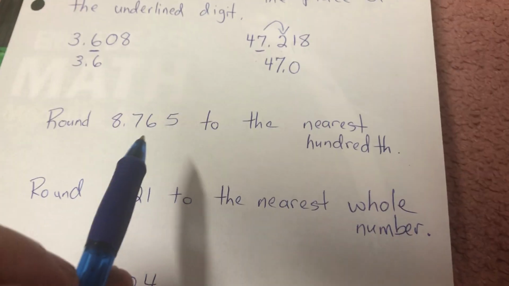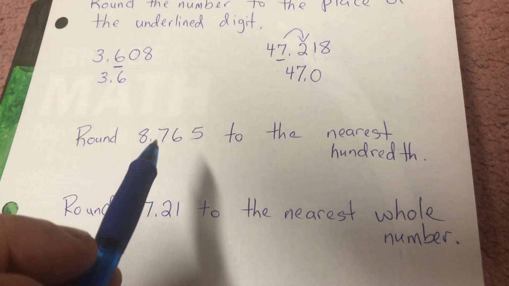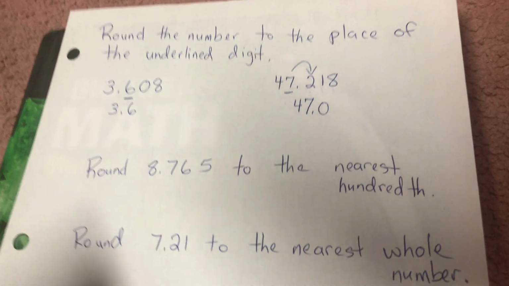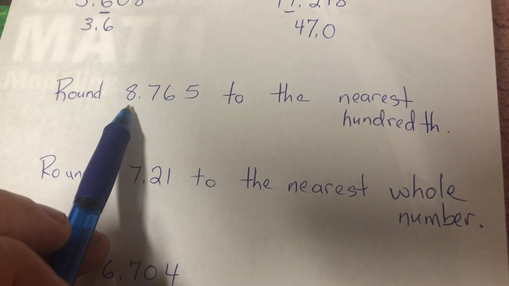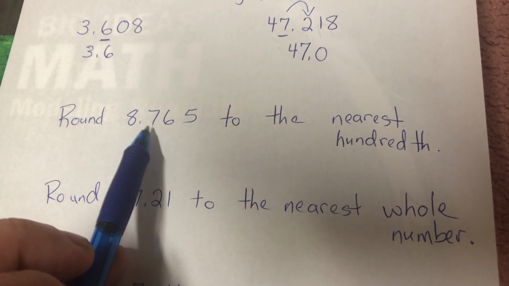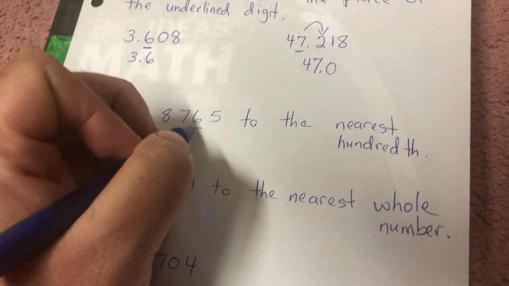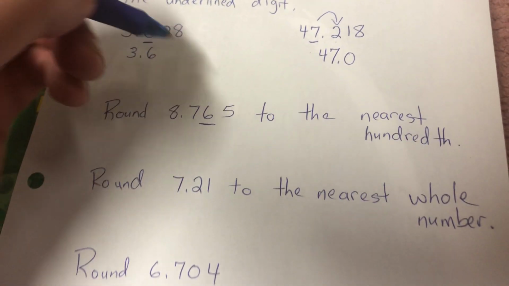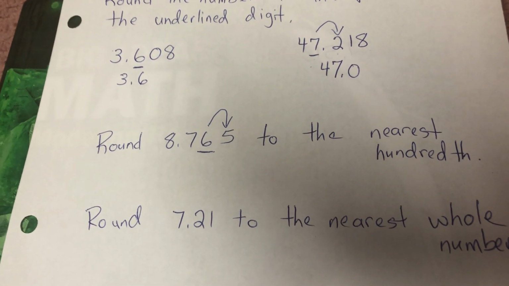Round 8 and 765 thousandths to the nearest hundredth. Well, the first thing I want to do is figure out what number is in the hundredths place. This number right before the decimal is the ones place. This first place after the decimal is the tenths place, which means this 6 is what is in the hundredths place. If I'm going to round to that place where the 6 is, then I have to look at the 5, and the 5 is going to tell me what to do.